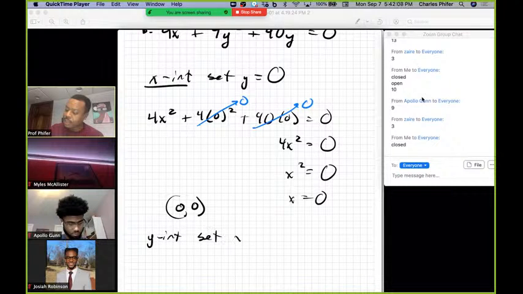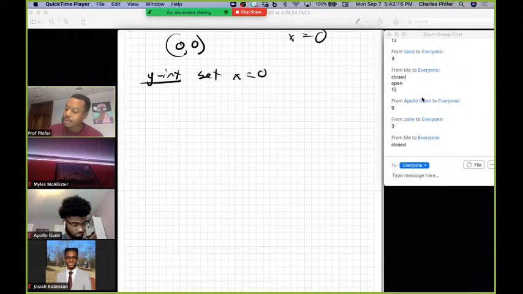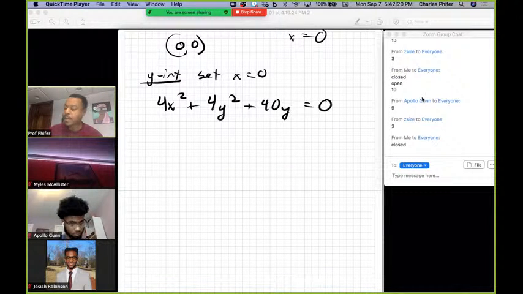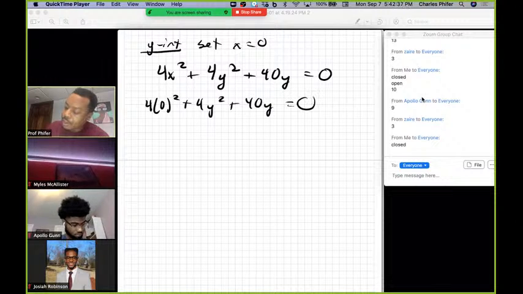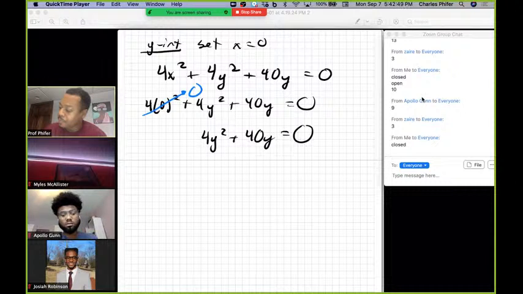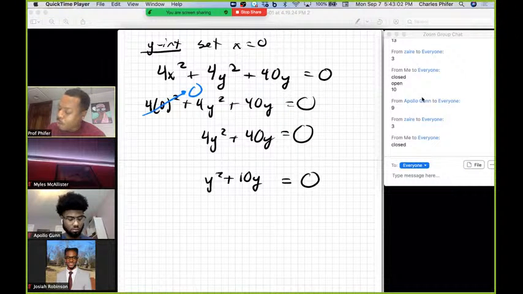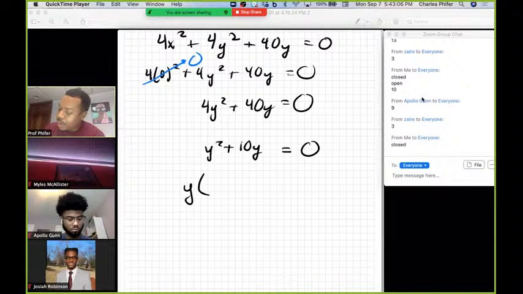For the y-intercept, we're going to set x equal to 0 and solve. Get a copy of the original. Let's copy. We're going to paste. Okay. So if we set x equal to 0, we're going to have 4 times 0 squared, 4y squared, 40y equals 0. Again, this term goes to 0. We're going to have 4y squared plus 40y equals 0. I see the time. I'm going to divide both sides by 4. Yeah, I think that's okay. So then we'll get y squared plus 10y equals 0. We can factor out a y from both of these terms. We're going to have y times something that's left over.